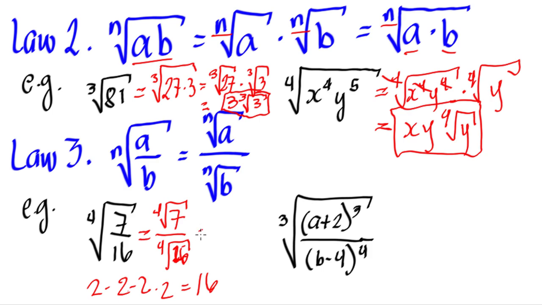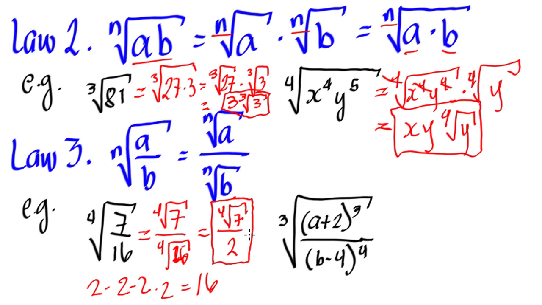So the fourth root of 16 is 2, so therefore we can write that in the numerator it's going to be positive 7, in the denominator it will be positive 2. So meaning it's the fourth root of 7 over 2. So that's our answer for number 1.